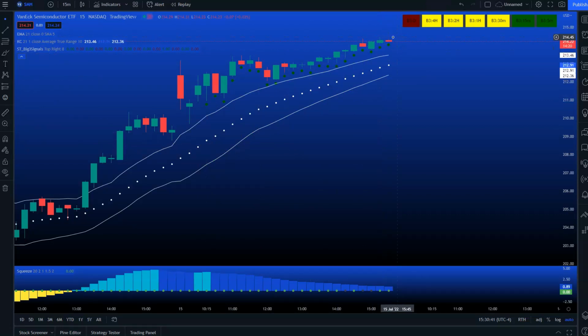But there you have it, guys. There's a few charts to keep an eye on, and a quick overview of the big three buy and sell signals on the TradingView platform.